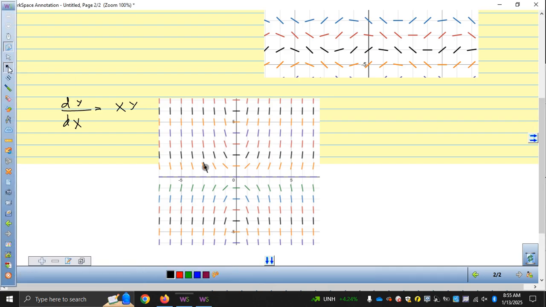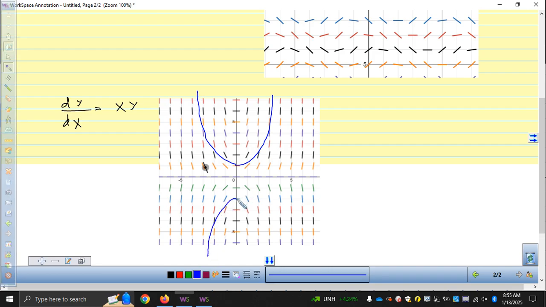And just looking at this, what would you guess the solution curves look like? Yeah, they kind of look like parabolas. So if we were to sketch one starting here, our solution curve would look something like that. And down here, our solution curves would look something like that. And we'll talk about it a little more later. Comes up in a different context.